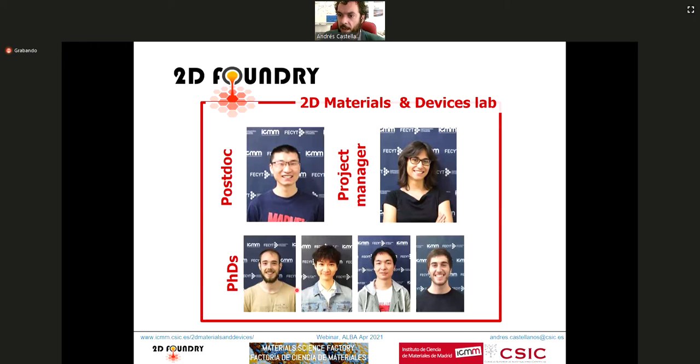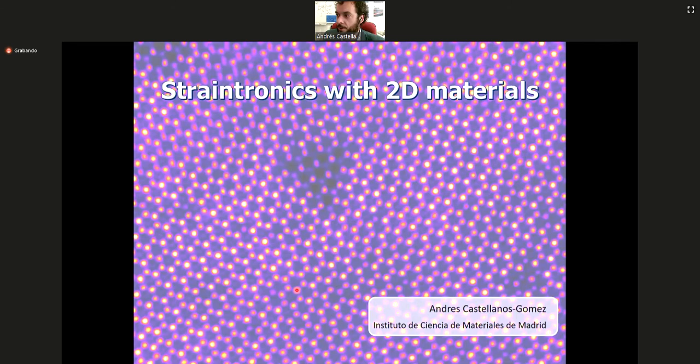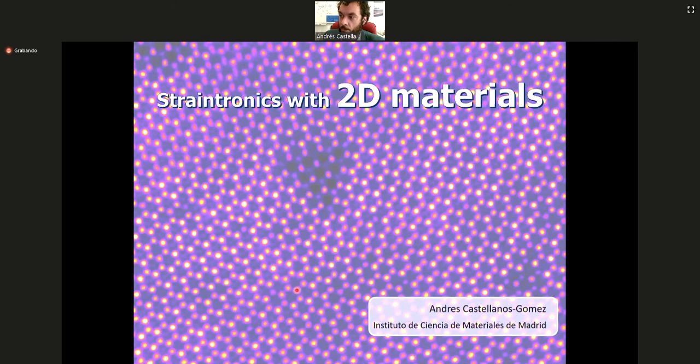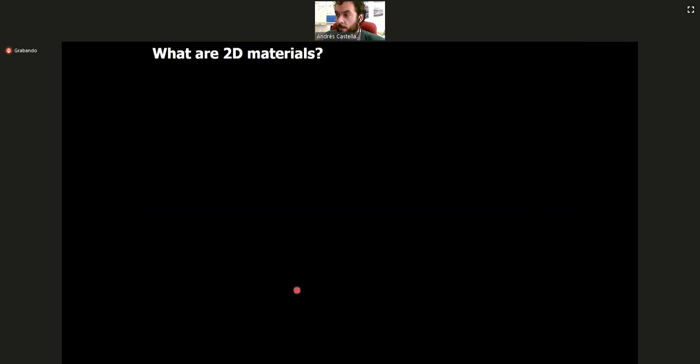This is how the group looks like now, and I have to acknowledge all these guys for the hard work of setting up all the labs, and now our labs are mostly up and running. Okay, so let's go to the topic, and I would like to start by talking about two-dimensional materials, to give a little introduction to what we're going to talk about in this workshop.